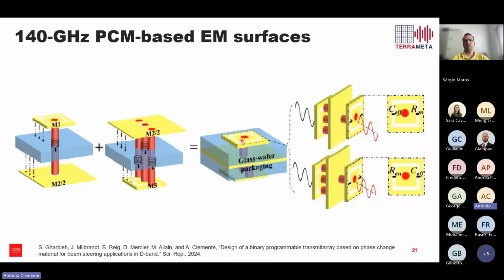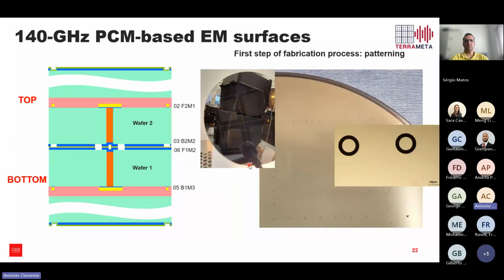So the main part of the work in TERRAMETA is the study of how this vertical connection can be developed. For this reason, we developed several passive transmit arrays. You can see here the mask of the transmit array on the glass wafer. You have 4 different antennas that generate a different phase control.